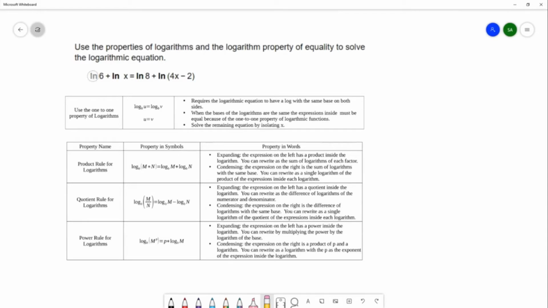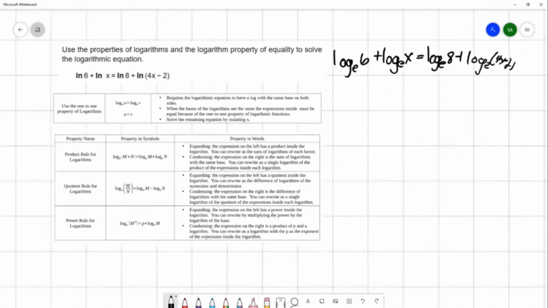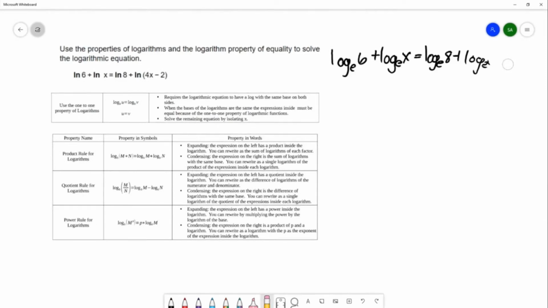In this example, we have ln, which stands for natural log, and that means that we have log base e. So I'm going to rewrite this equation in its equivalent form. So this equation actually means log base e of 6 plus log base e of x equals log base e of 8 plus log base e of 4x minus 2. I got a little sloppy at the end there. Let's rewrite that. Log base e of 4x minus 2. So we do have the same base on every one of our logs, so we are able to condense and we are able to use the property of equality.